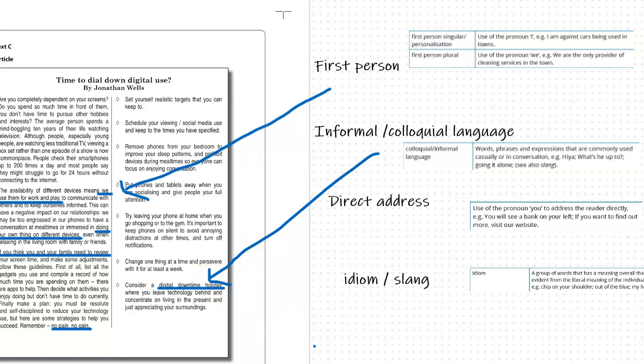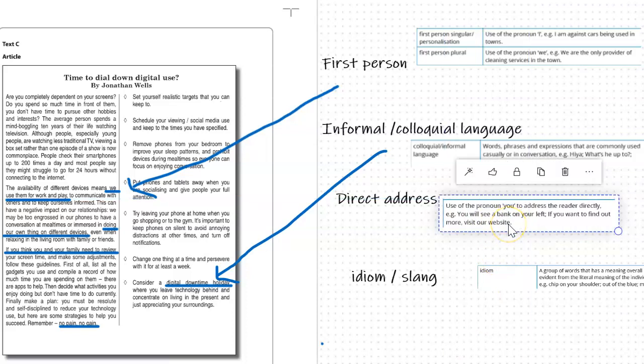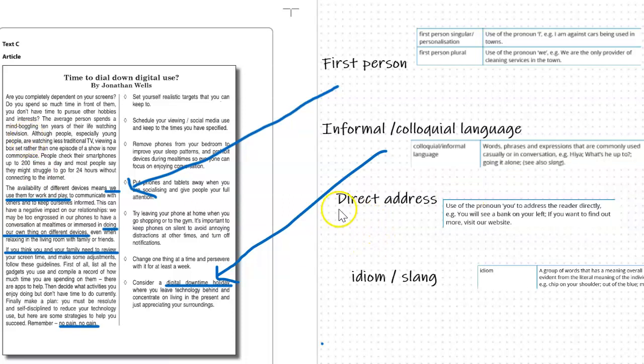Okay, so next paragraph. If you think you and your family need to review your screen time and make some adjustments, follow these guidelines. So very much there, it's directing the reader. It's talking to you directly, and you can see this by the use of the pronoun you. So that is an example, language feature, direct address. Last one we're going to have a look at. There are more in this text, but it's only asking us for two, so I'm giving 4 examples.